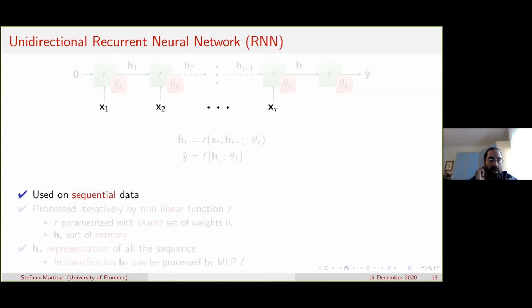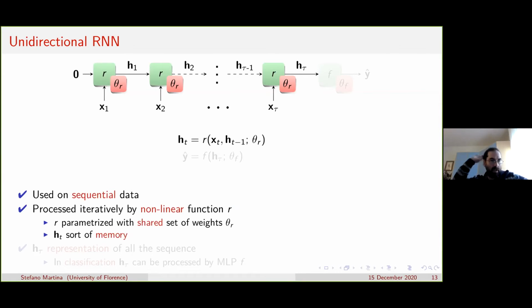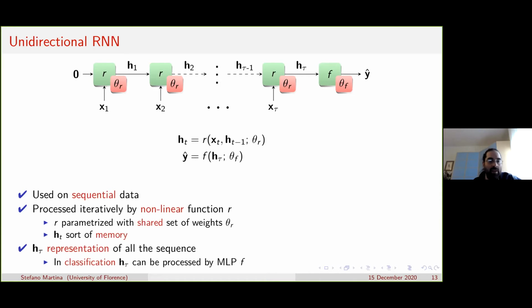Recurrent neural networks are artificial neural networks specialized in the processing of sequential data, and they are basically constituted by a nonlinear function that updates a hidden state h with the input at a certain time. And the hidden state is like a sort of memory of the network. To perform the classification, we take the final state of the network and we use that as a representation of the entire sequence, and we perform the classification with a layer of a neural network.